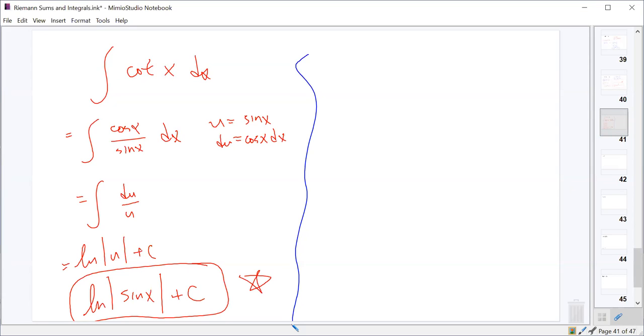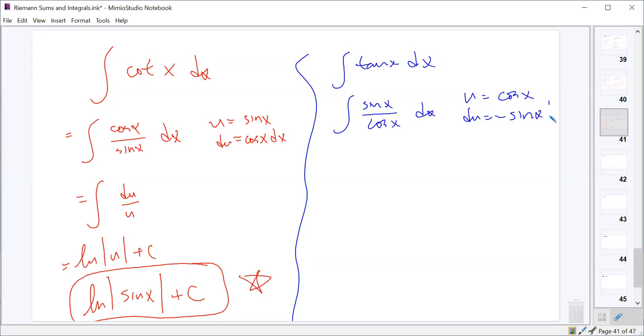Okay. What about the integral of tangent x dx? We also want to know this one. This would be the integral of sine x over cosine x dx. If u equals cosine x, then du would be negative sine x dx, so we would want to throw in some negatives there.